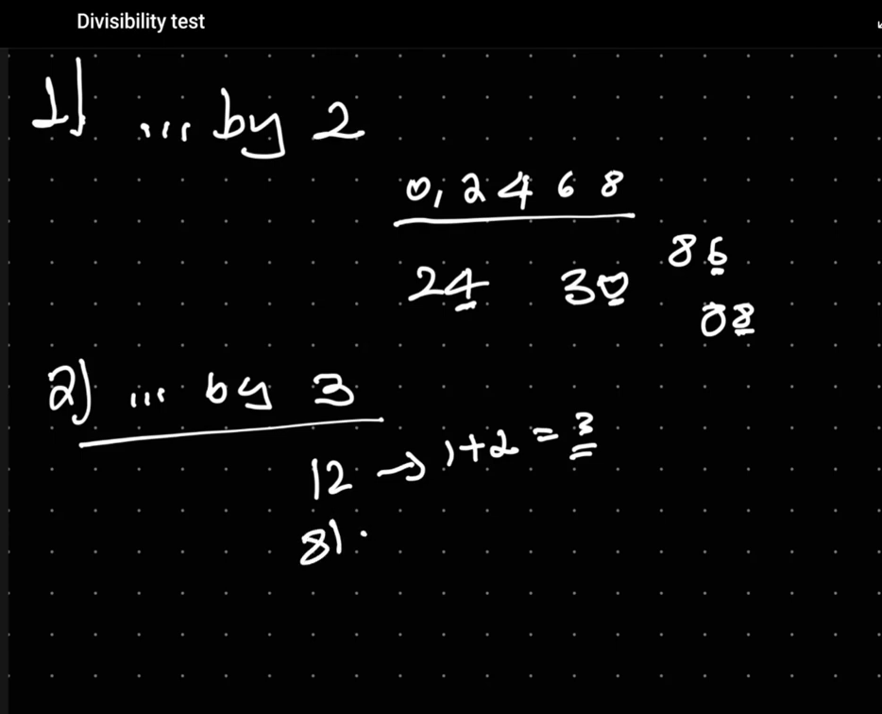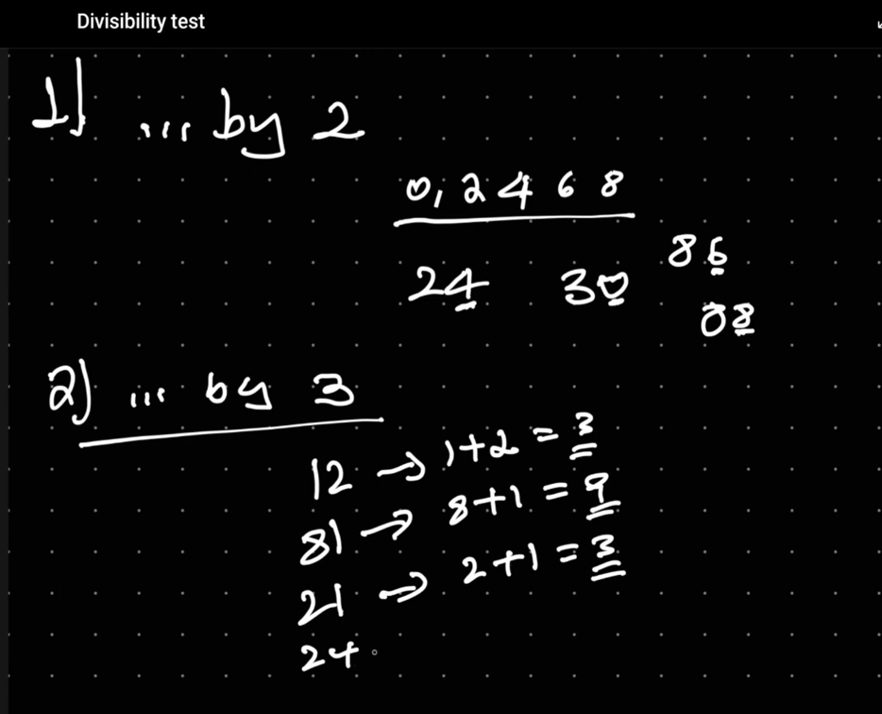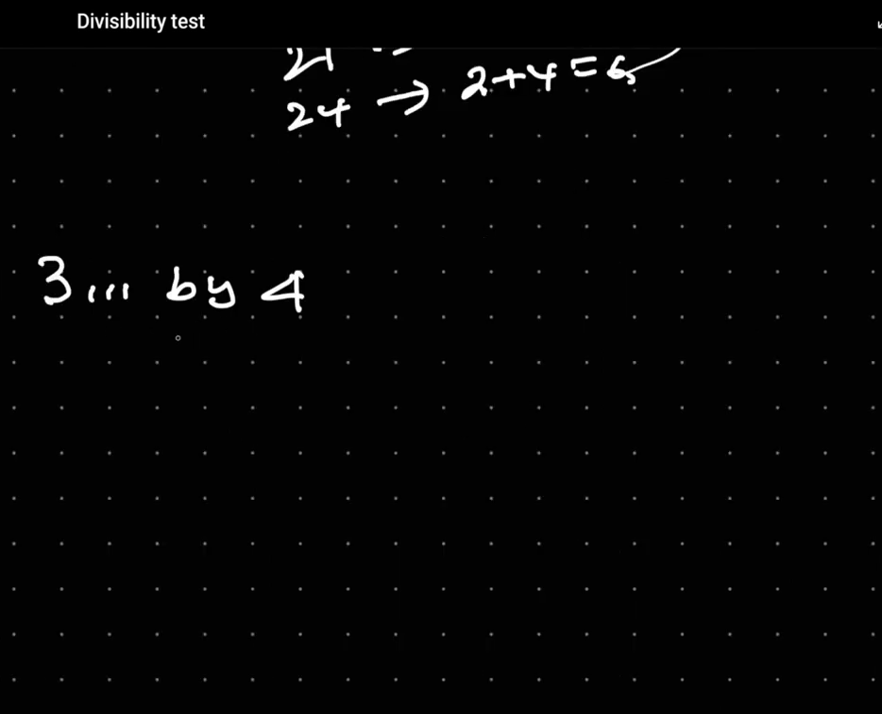Go to 81. 81 is divisible by 3 because 8 plus 1, which is 9, is divisible by 3. 21 is divisible by 3 because 2 plus 1, which is 3, is divisible by 3. The other is 24, which is divisible by 3. Why? Because 2 plus 4, which is 6, is divisible by 3. So generally, if the sum of the digits of a number is divisible by 3, then the number is divisible by 3.